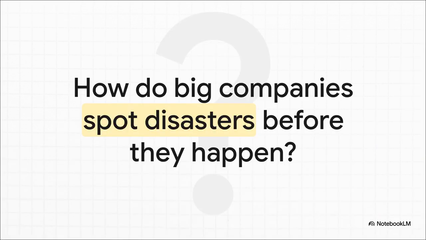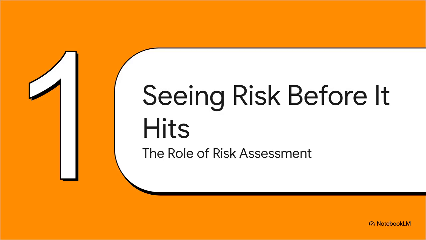But think about it for a second. How did these massive global companies spot a potential disaster on the horizon before it actually hits? I mean, they don't have a crystal ball. It's not magic. It's a process. And that process has a name: risk assessment. This is really the bedrock of internal auditing. It's a structured way to identify, evaluate, and then prioritize all the things that could possibly go wrong. That way, the business can focus its energy on the stuff that truly matters most.